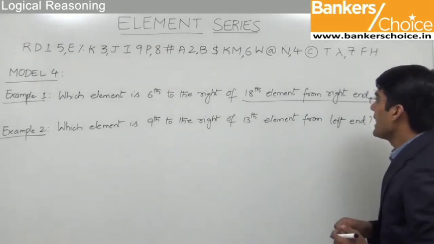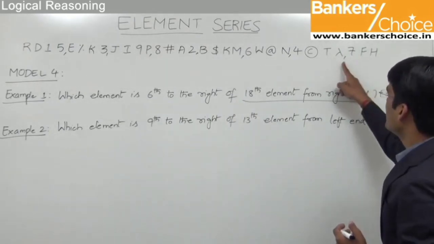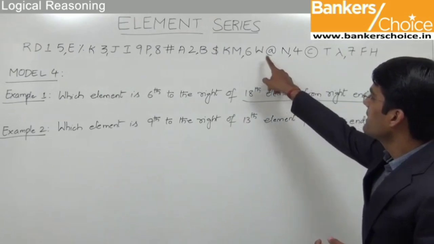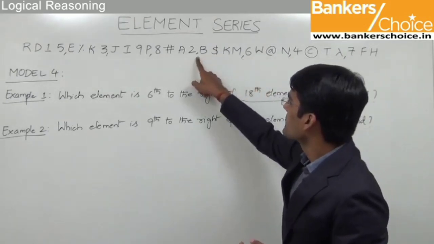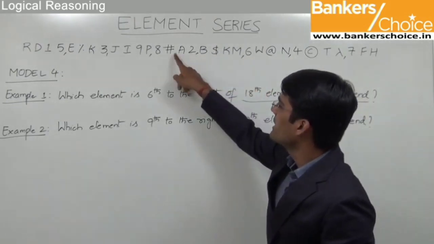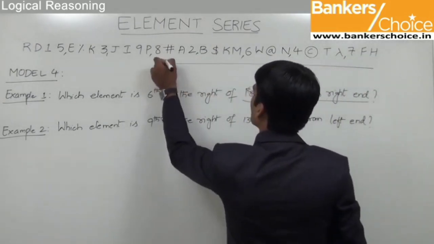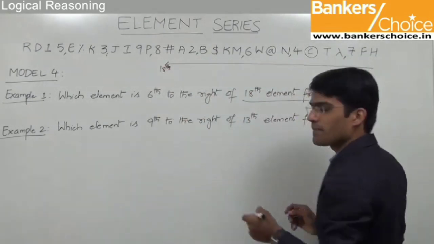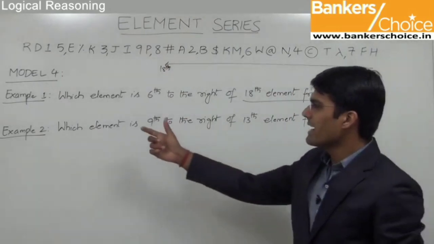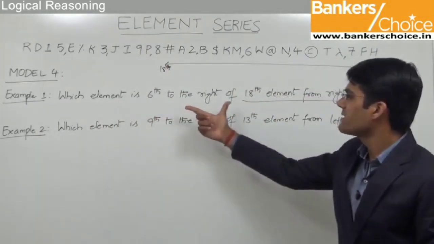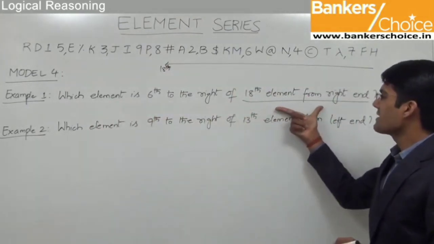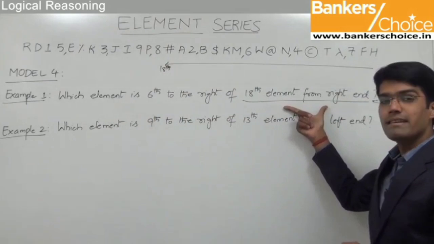So first of all, we need to know what is going to be the 18th element from right end. And that can be taken as 3 plus 4 is 7, plus 4 is 11, plus 4 is 15, 16, 17 and 18. That means the 18th element from the right end is going to be hash. So now the question can be read as, which element is 6th to the right of hash, as the 18th element from the right end is hash.